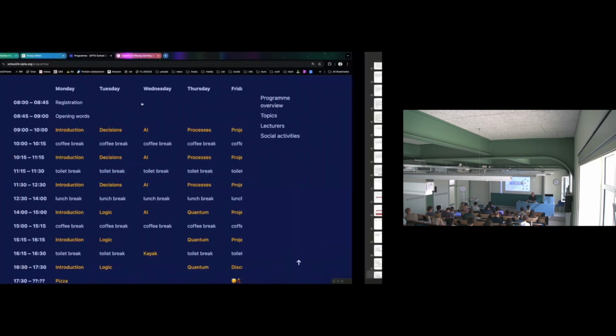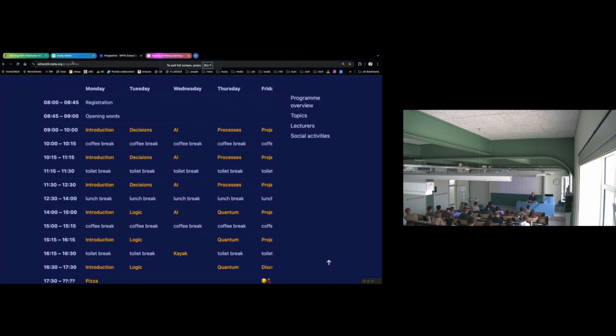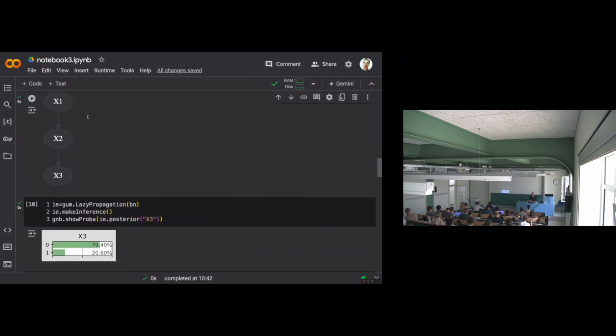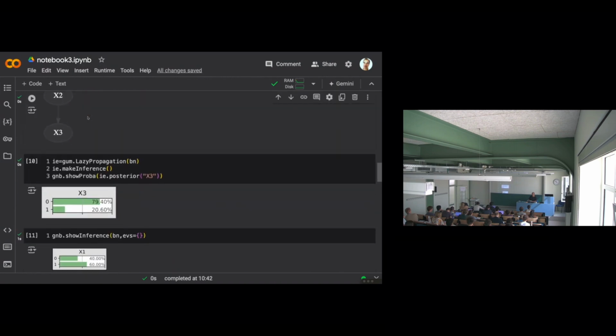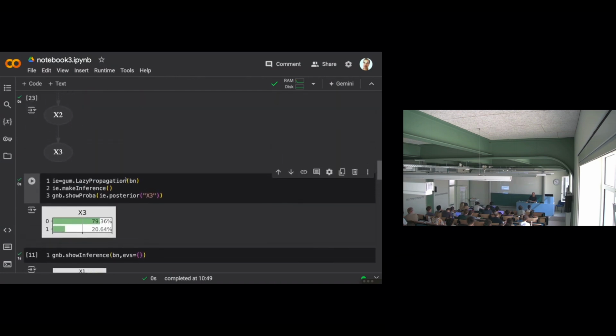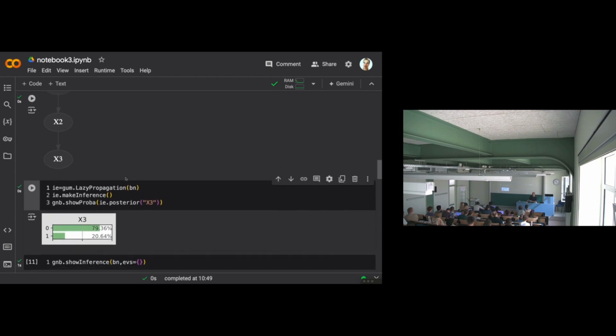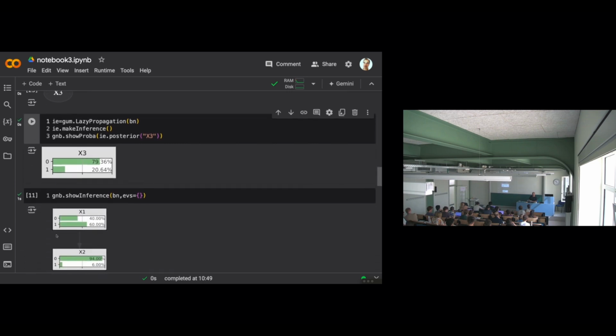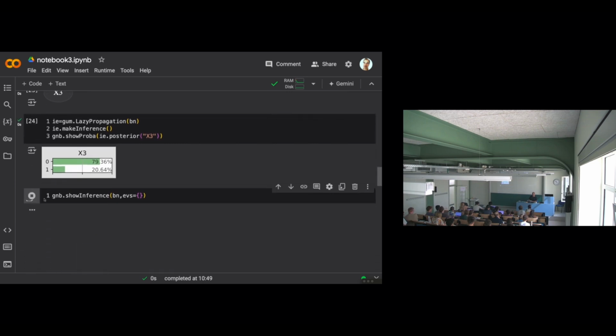Just very quickly on the notebook. On this notebook, the first part was the model specification. This was marginalization. So here I'm just computing the marginal probability for x3, which is 79 and something percent for the first state and the complement for the second state.